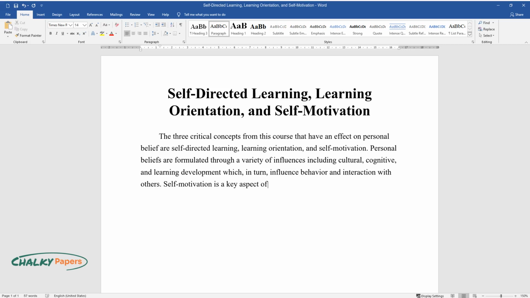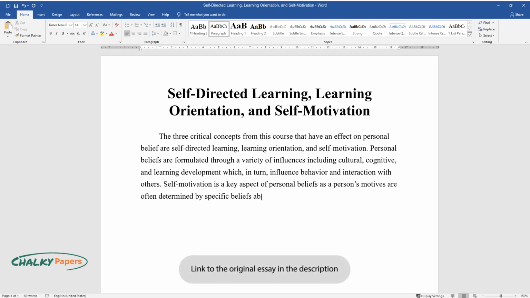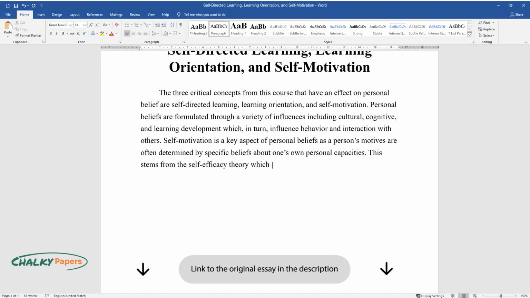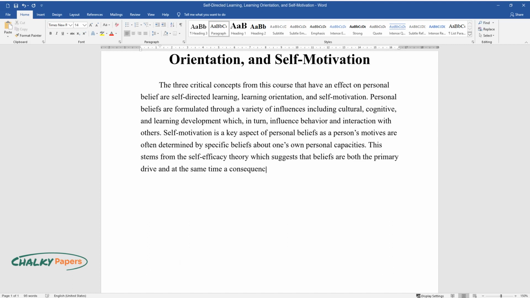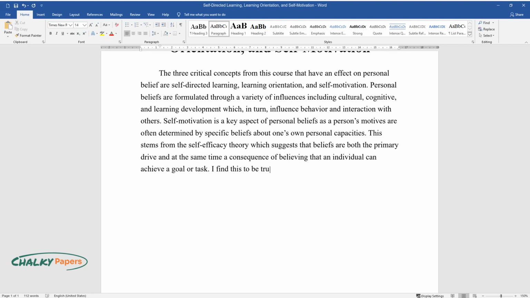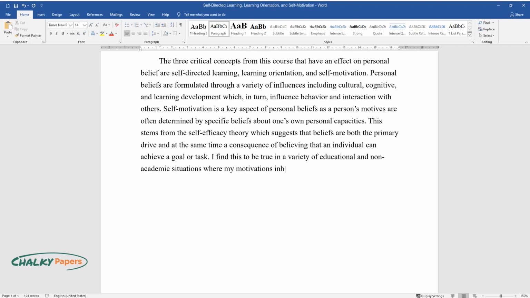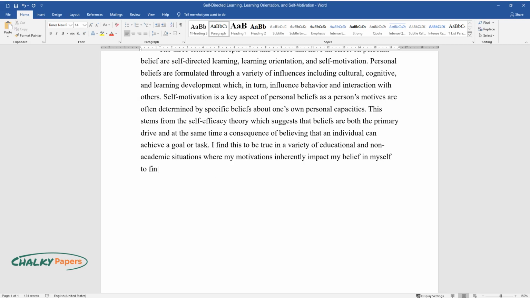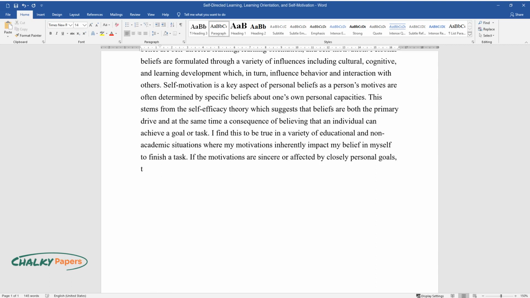Self-motivation is a key aspect of personal beliefs, as a person's motives are often determined by specific beliefs about one's own personal capacities. This stems from the self-efficacy theory, which suggests that beliefs are both the primary drive and at the same time a consequence of believing that an individual can achieve a goal or task. I find this to be true in a variety of educational and non-academic situations where my motivations inherently impact my belief in myself to finish a task. If the motivations are sincere or affected by closely personal goals, the belief in its morality or success increases significantly.